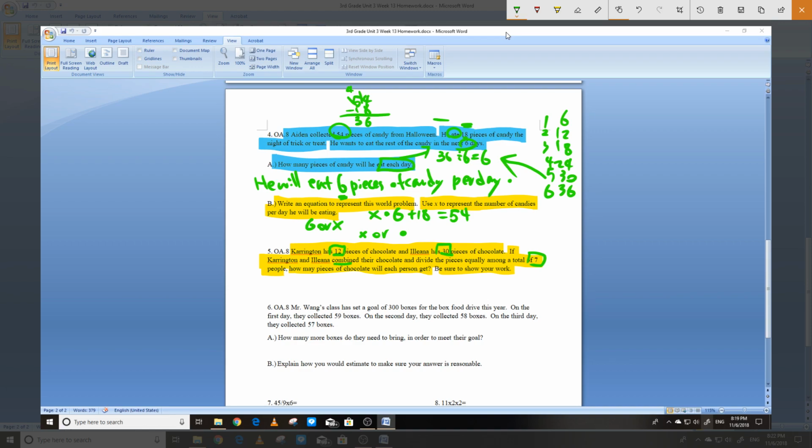And the key word here is combined. You're combining 12 and 30. So what is 12 plus 30? 2 plus 0 is 2, 1 plus 3 is 4. Now you do 42 divided by 7. What is the answer? How many times does 7 go into 42? Let's just count. 7, 14, 21, 28, 35, 42. That's 1, 2, 3, 4, 5, 6 times.